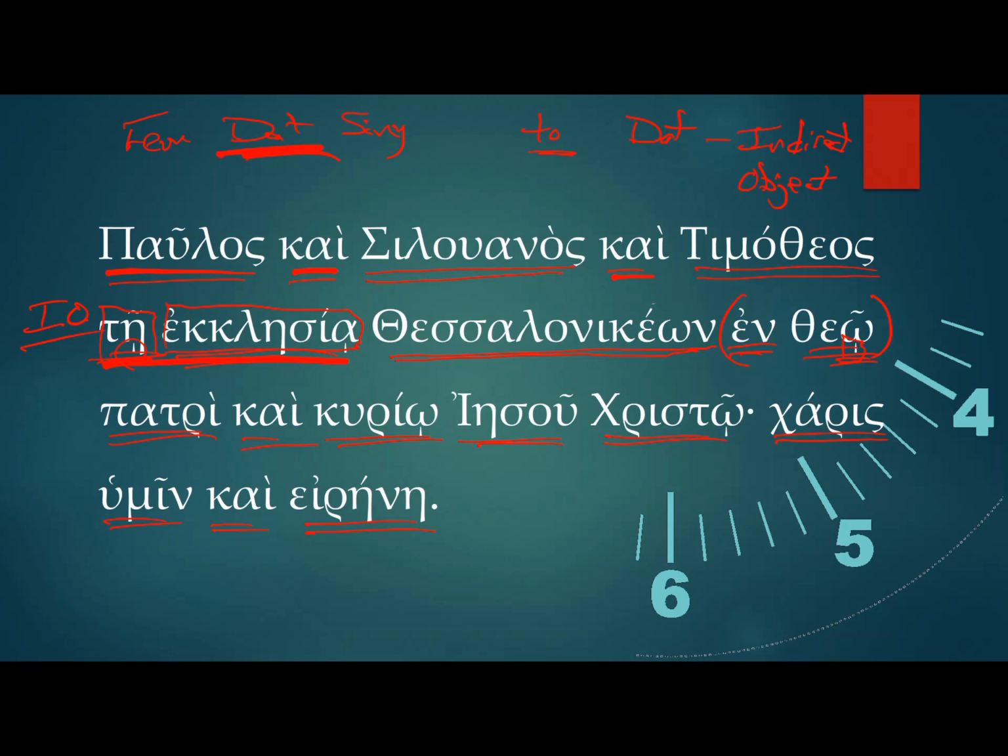But notice we have two other datives here, patri, patri. So patri is in apposition to theo. It renames it, gives it another name. So in God the Father, and kyrio is in the dative because it's functioning as another object of en, so it's in God the Father and in the Lord, and in the Lord Jesus Christ.